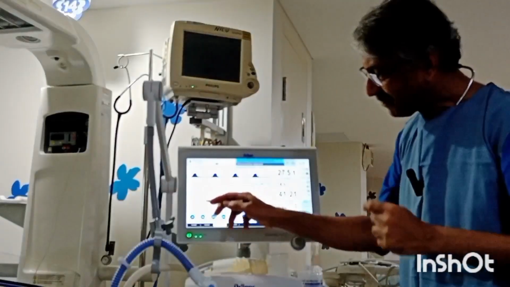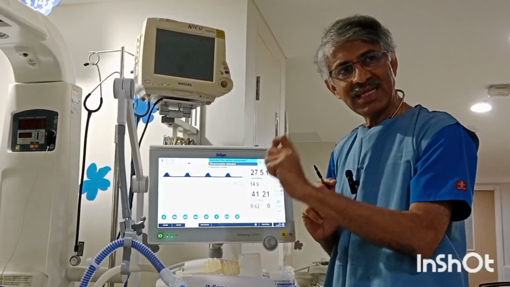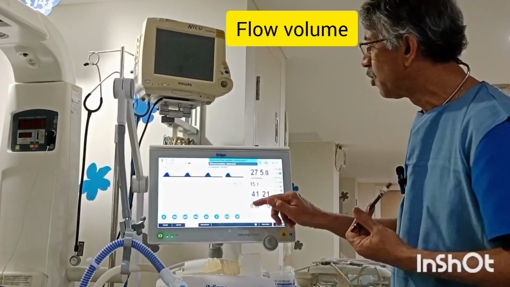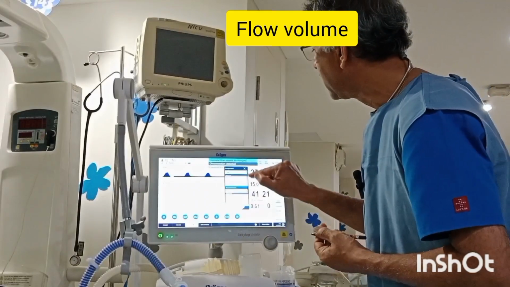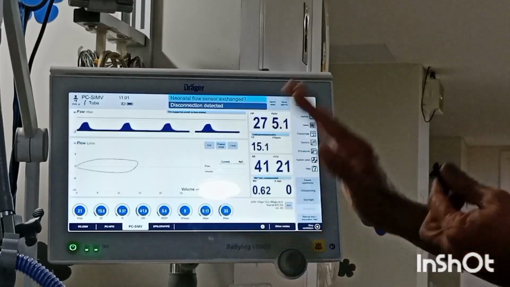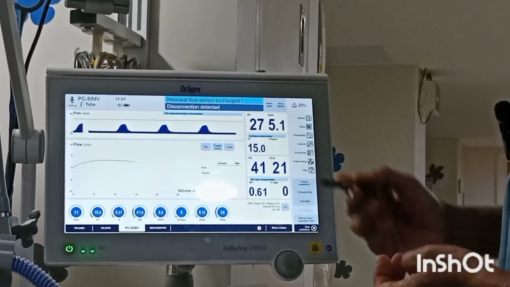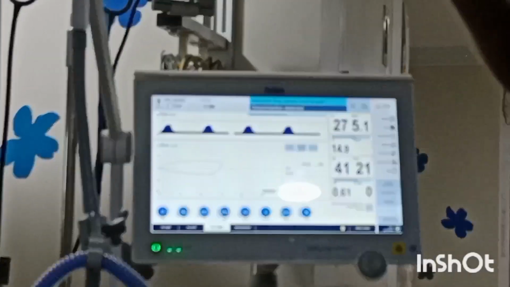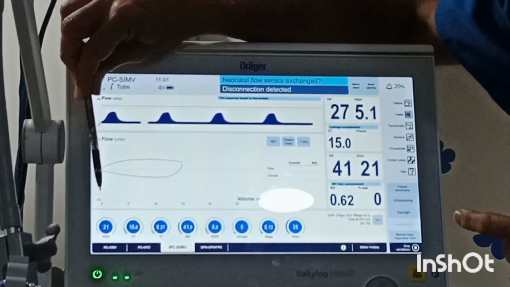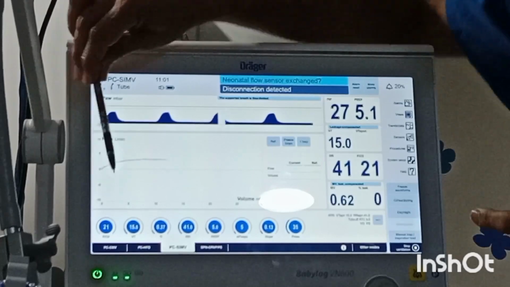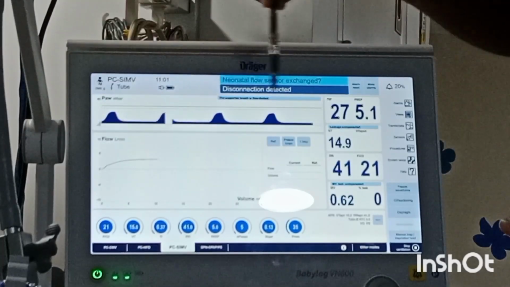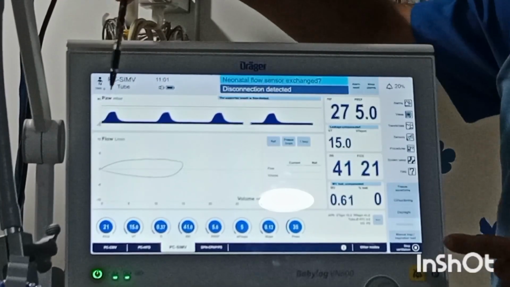Now, after knowing this pressure volume loop, there is another important thing you should know, which is the flow volume loop. We'll go to the flow volume loop. I'll go to the loops again. See, what is the difference from the pressure volume loop? There I told you volume was on the y-axis, but here it is flow, and the volume would be on the x-axis. So you can see volume and flow.